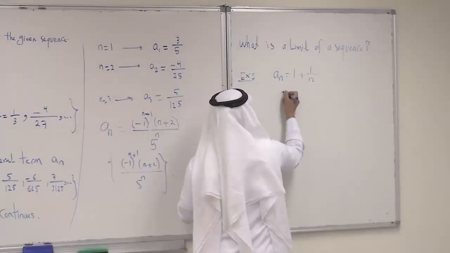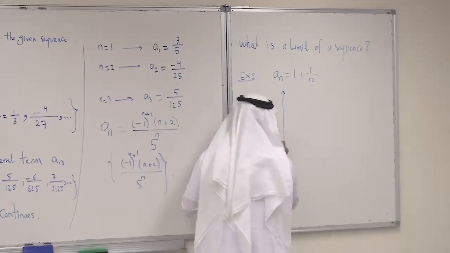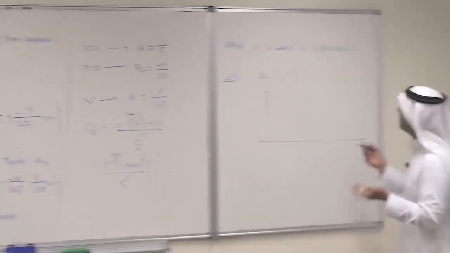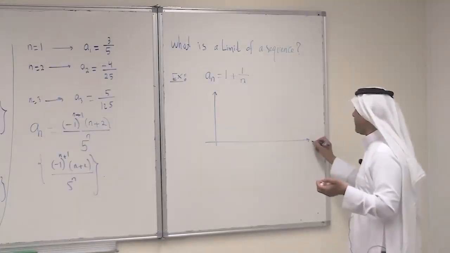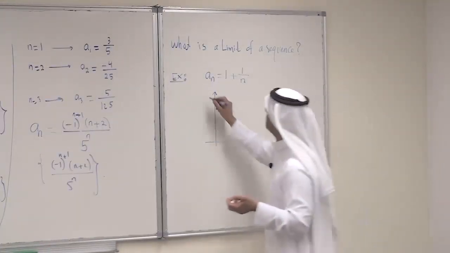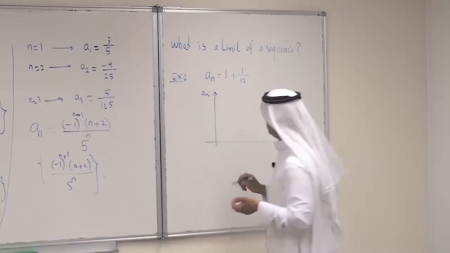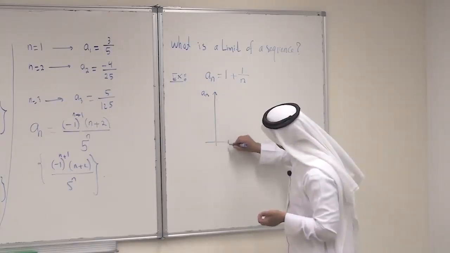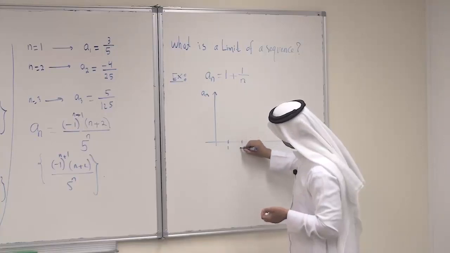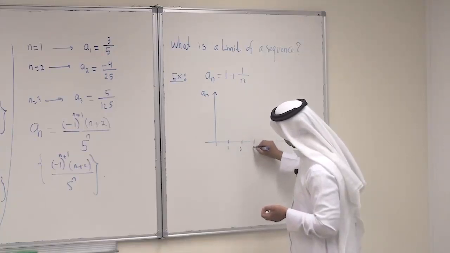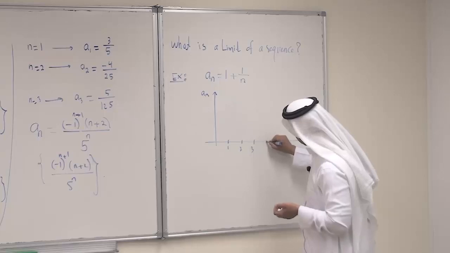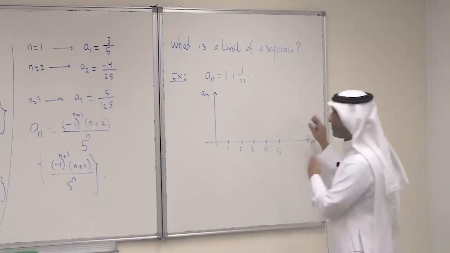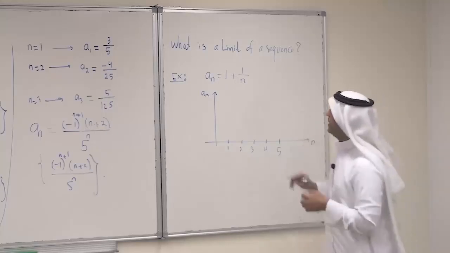Okay, let us try to plot some points from the sequence and see what the values are. So here I will draw n, and here I will draw a_n. Okay, so what do we have? For example, I have n equal to 1, so this is 1, n equal to 2, this is 2, n equal to 3, this is 3, n equal to 4, this is 4, n equal to 5, and etc. Okay, let us see this.